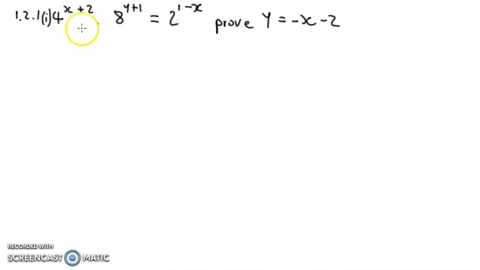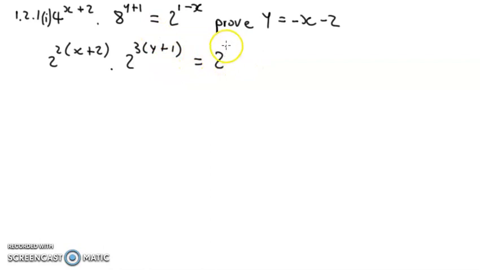So let's go. We can represent 4 as 2 to the power 2, and of course we have x plus 2 there. And 8 can be represented as 2 to the power 3, and of course we have to account for y plus 1 as well, and that's going to be equal to 2 to the power of 1 minus x. So now all bases are the same. That's a good thing, but then let's try to simplify to make things easier.